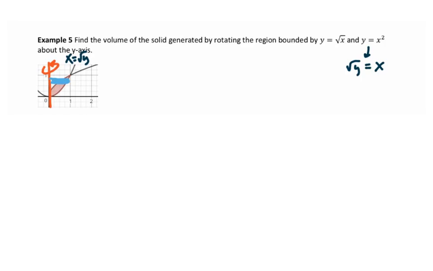Okay, which means the other one we should go ahead and get in terms of y, and so that would simply give us y squared equals x. Okay, so we've got everything in terms of y. So for that outer radius, we're going to have right, which is square root y, minus left, which is here at x equals 0.